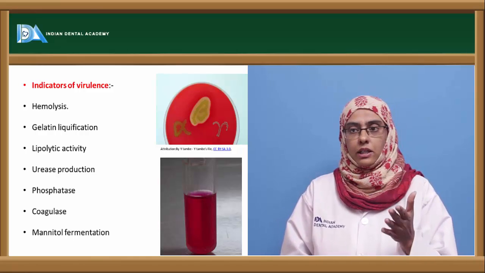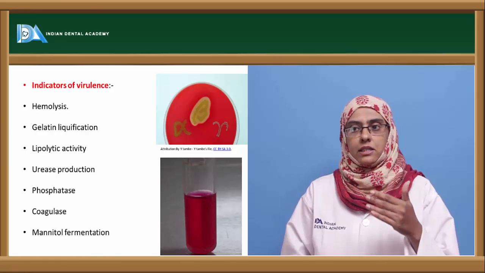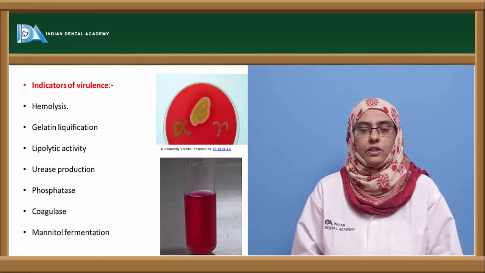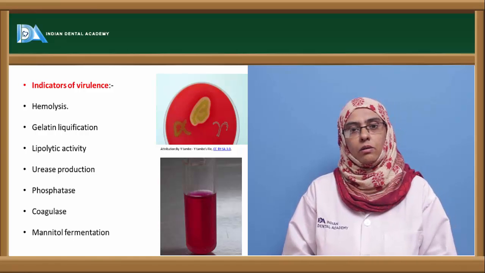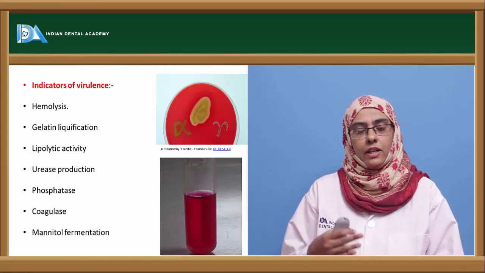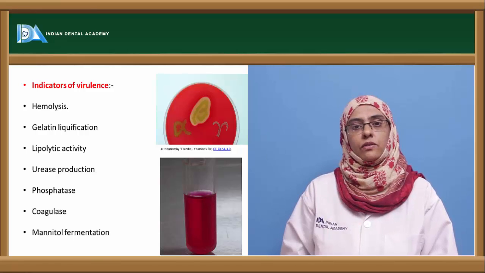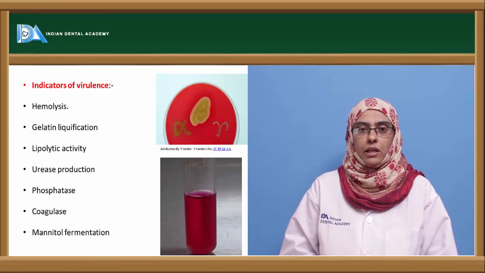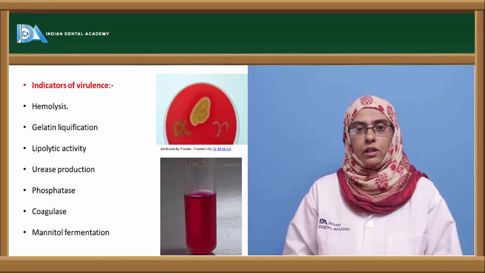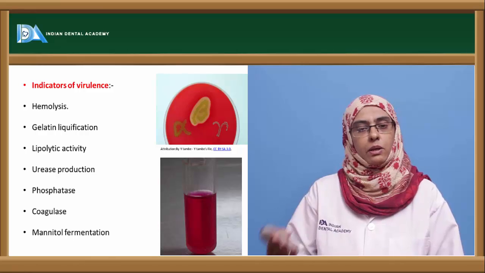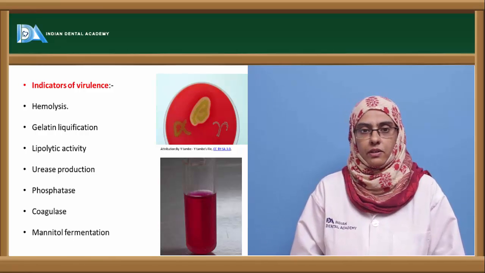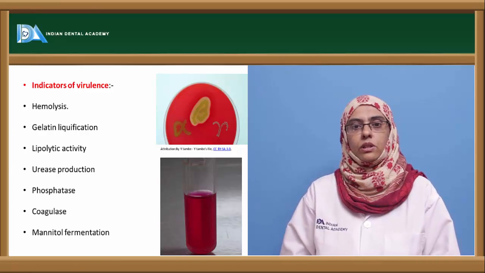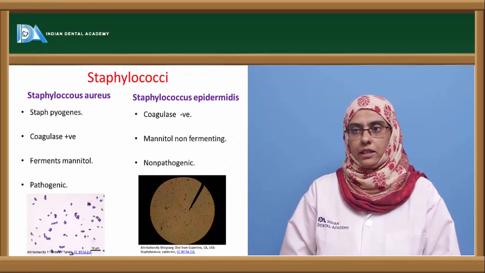So all the indicators such as hemolysis, gelatin liquefaction, lipolysis, urease production, and phosphatase are indicators, but they are not mostly reliable. Nowadays, the most reliable features to identify this organism in the laboratory are the coagulase test and mannitol fermentation. Mannitol is fermented only by Staph aureus, but not by the other Staphylococcus organisms, and hence that also cannot be taken into consideration alone to know the identity of the organism.